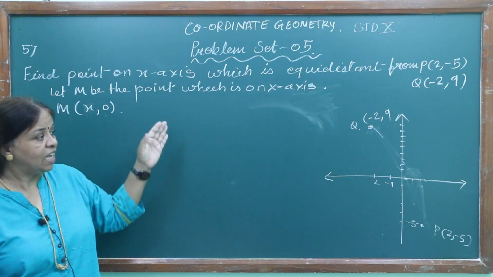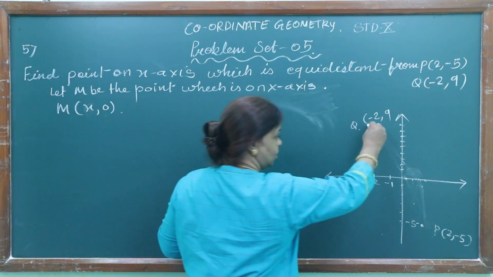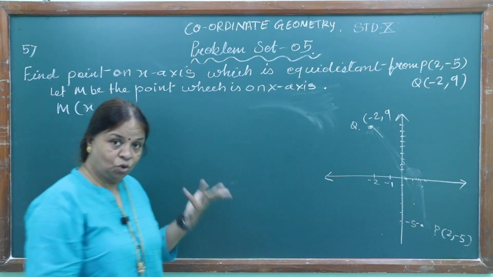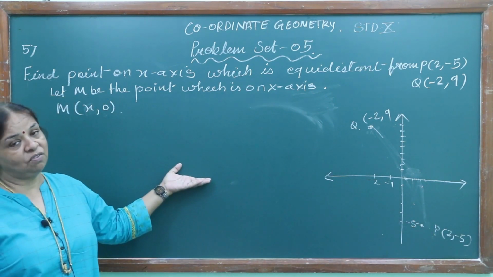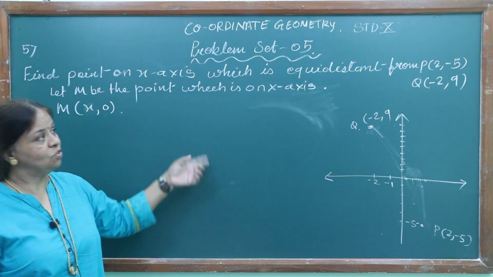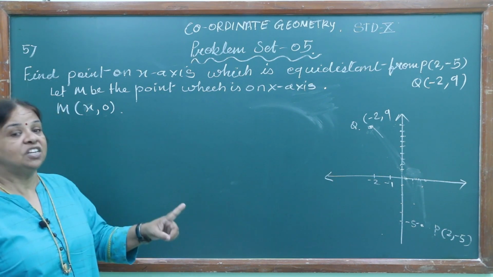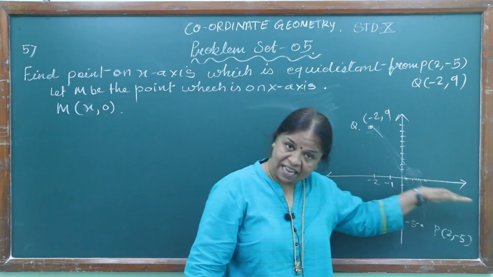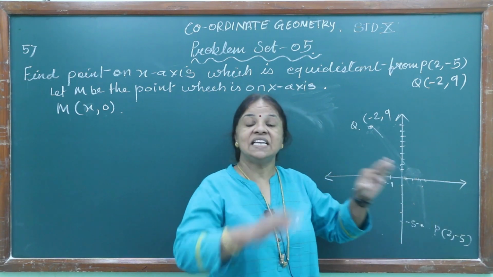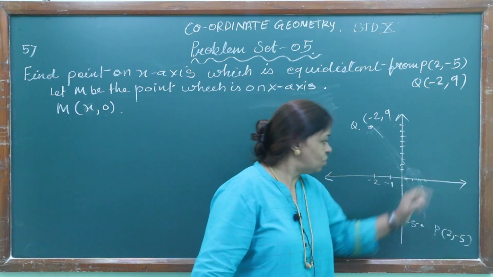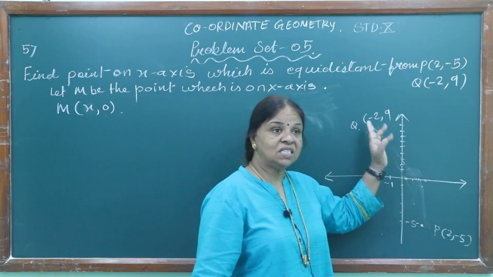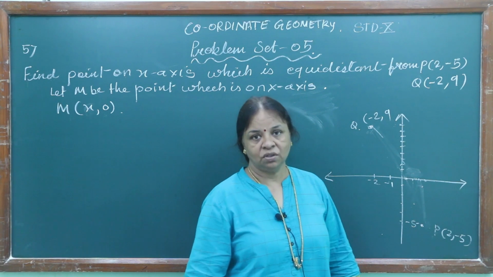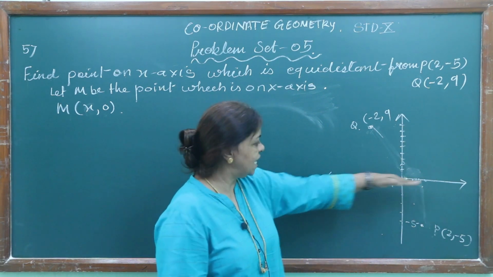Okay? It is not exactly in one line. It is also not mentioned that the points P, M, Q are in one line. If they were in one line, then we would have used the section formula and we could have done it. But it is not mentioned. It is mentioned that point M is on the x-axis and that point is at equal distance from Q and from P. Means MQ is equal to MP.